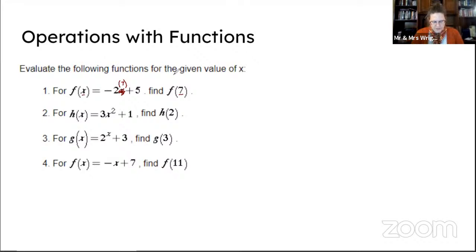Negative 2 times 7 plus 5 is negative 9. So f of 7 is negative 9. That's your final answer. All right, so h of x is that. Find h of 2. So what I'm going to do is type into my calculator that.